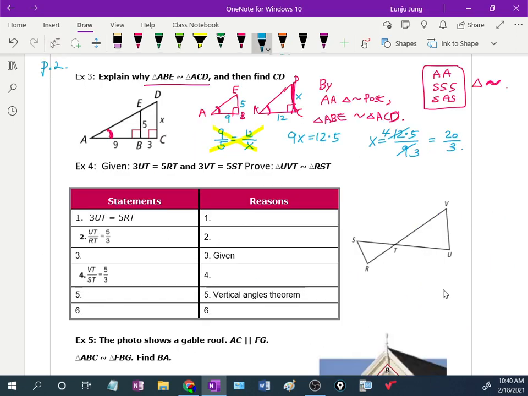Next one, example number 4. Given 3 times UT is the same as 5 times RT, and 3 times VT is the same as 5 times ST. Prove two triangles are similar. What is the meaning of this? What number do you see from here? 3 and 5, right? 3 and 5. So let's think about this, okay? Which is longer, 3 times of something or 5 times of something? They are equal to each other.